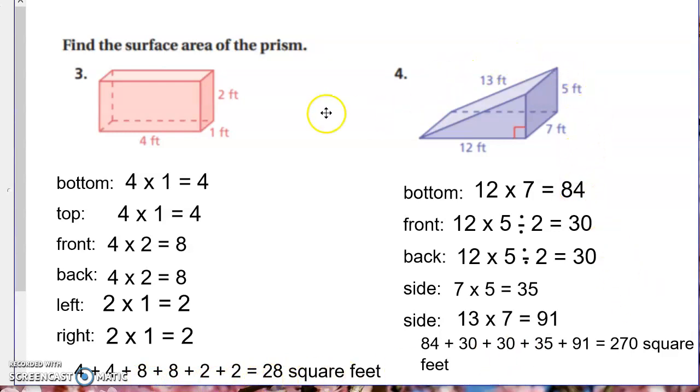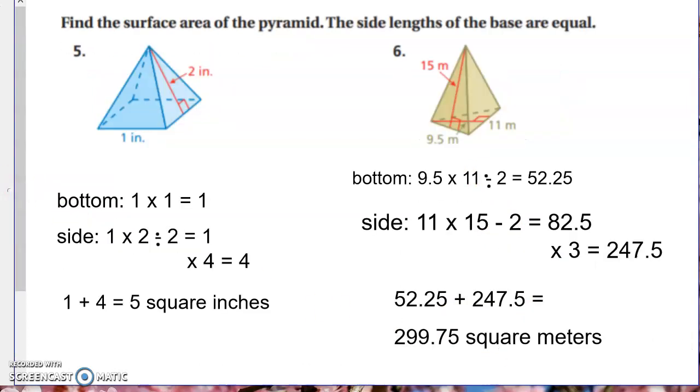This shape is a little bit trickier. It's a triangular prism. So first I'm going to do the bottom, which is 12 times 7, which is 84. The front and the back are the same, so it would be 12 times 5 divided by 2, which is 30 for the front, 30 for the back. And this side here would be 7 times 5, which is 35. And then this flat side here, the slanted side, would be 13 times 7, which is 91. And then when I add all those numbers together, I get 270 square feet.